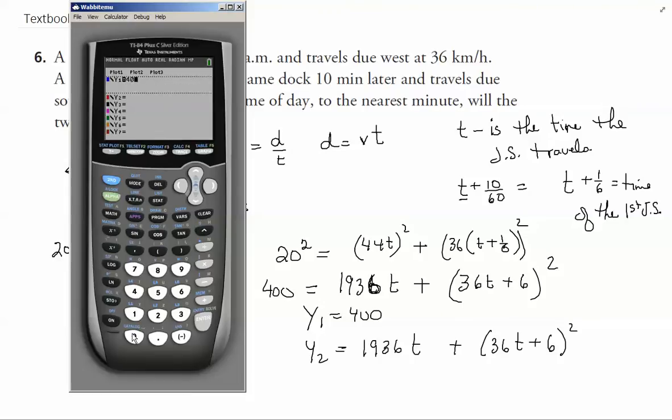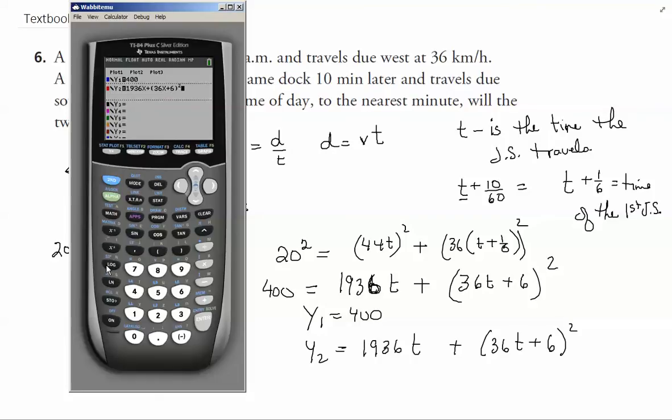So we have 400. Oops, that's not what I meant to do. So let's go back into the y equals. We want to go down, and we enter 1936 times t, or x on the calculator, plus 36t plus 6, close that, and then square on the outside.